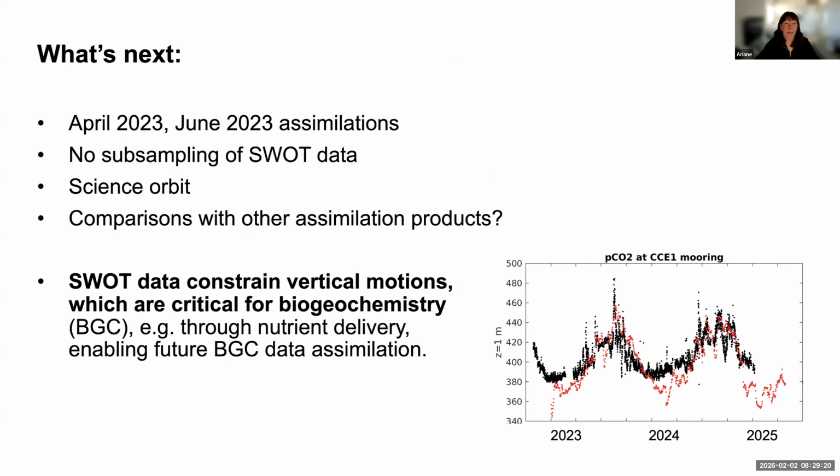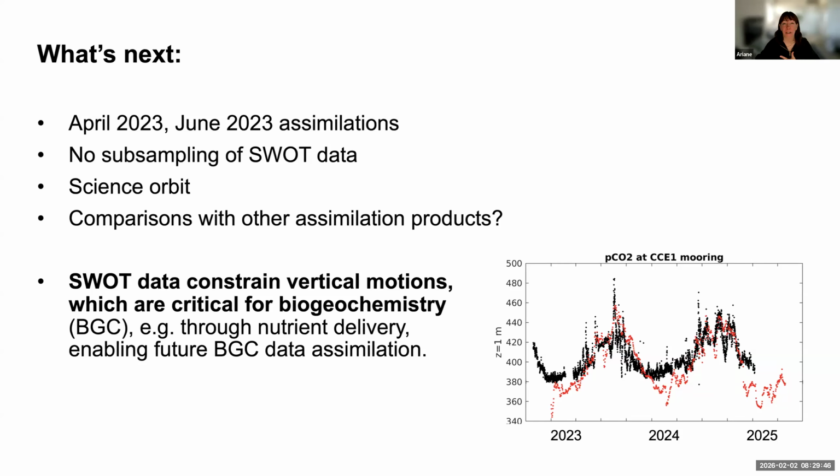Yeah, I'm going to leave it at that, and we'll be happy to discuss what we're going to do next. I want to repeat a similar 1 month assimilation for different times and see if we get consistent results. I'm ready to move on to assimilating the full SWOT data set now and not subsampling.